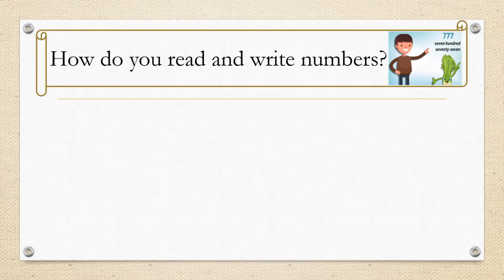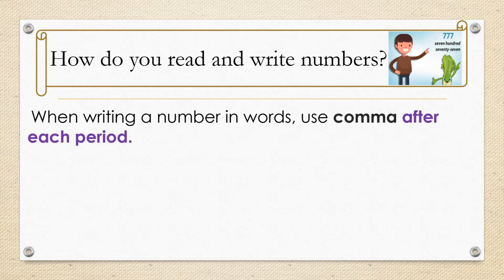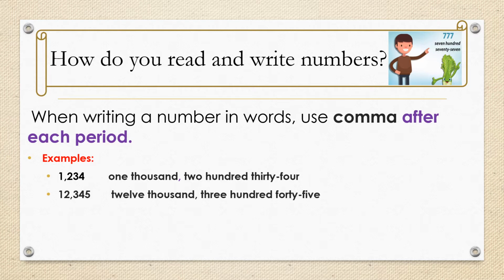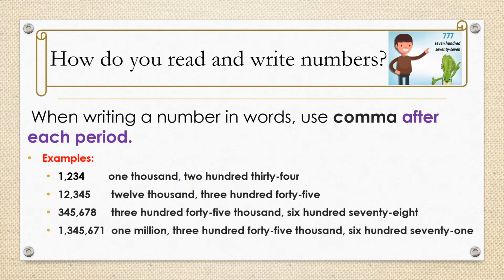Next, we go now to our proper lesson, that is how do you read and write numbers. First, when writing a number in words, use comma after each period. Examples. Let us all see the examples. Here, the first example, 1234. So, use comma. So, this is the comma. Can you see it? The small one, this one. Ito po yung comma. Ito rin po yung comma dito.